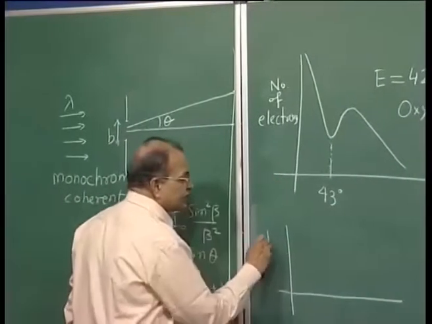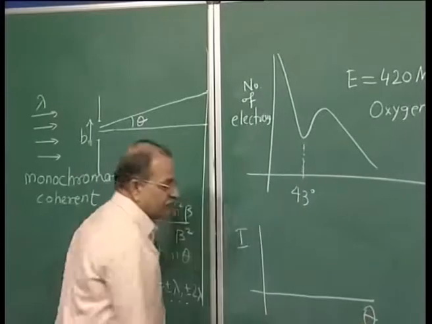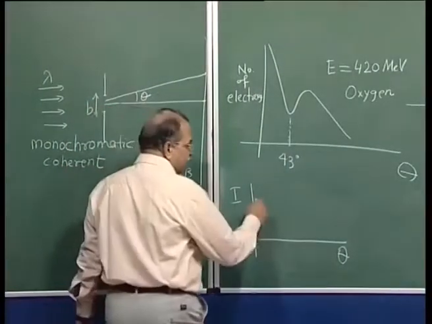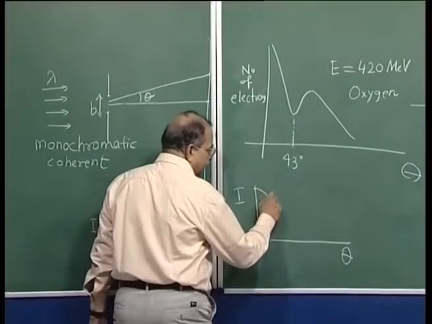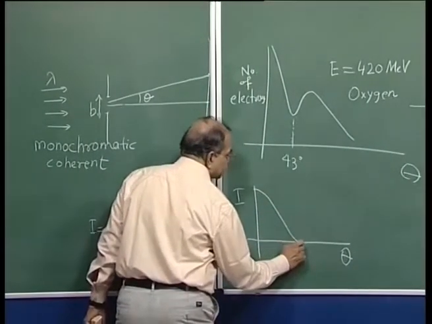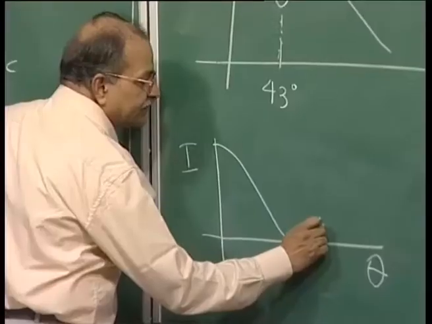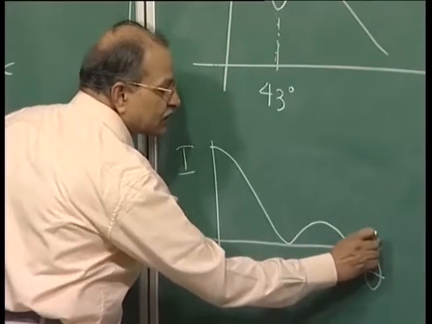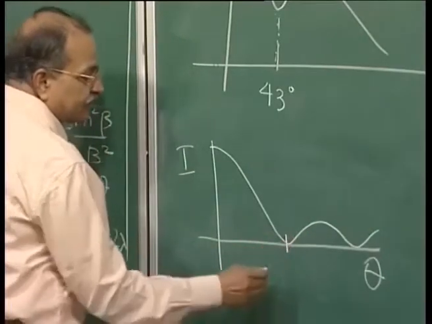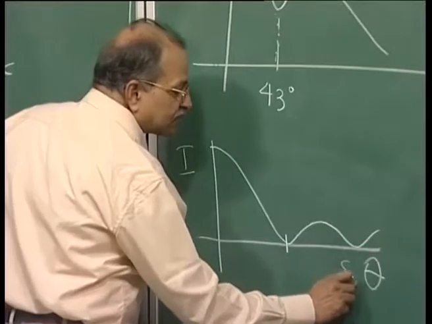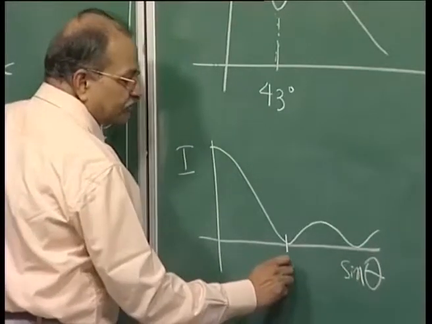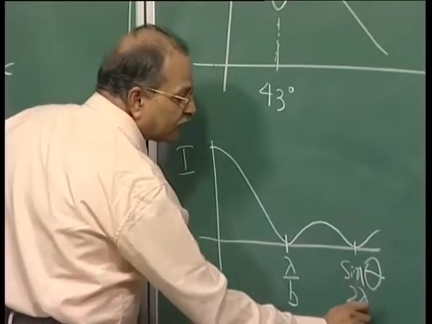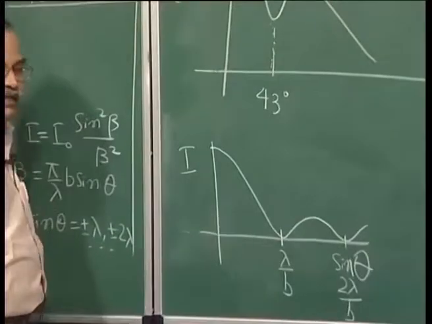if you plot this intensity pattern as a function of theta for single slit diffraction, you will find that at theta equal to 0, the intensity is maximum and then it falls and then becomes 0 and then again increases and then again becomes 0 and so on. And if you plot in terms of sin theta, this will be lambda by b and this will be 2 lambda by b, and same thing on the other side.